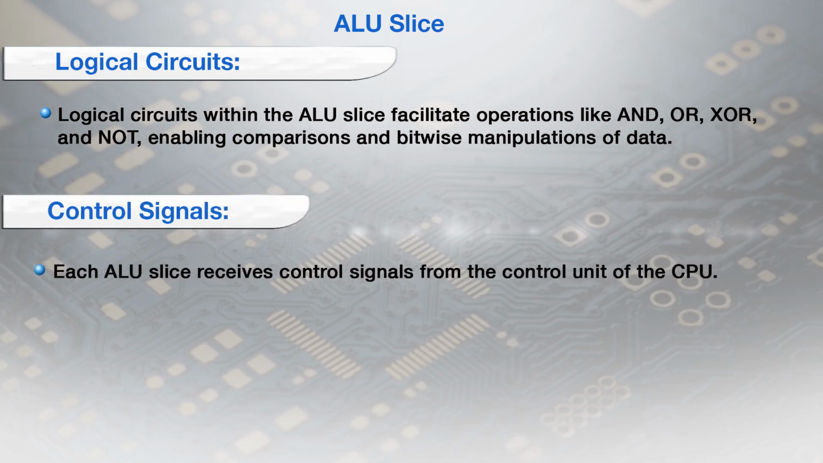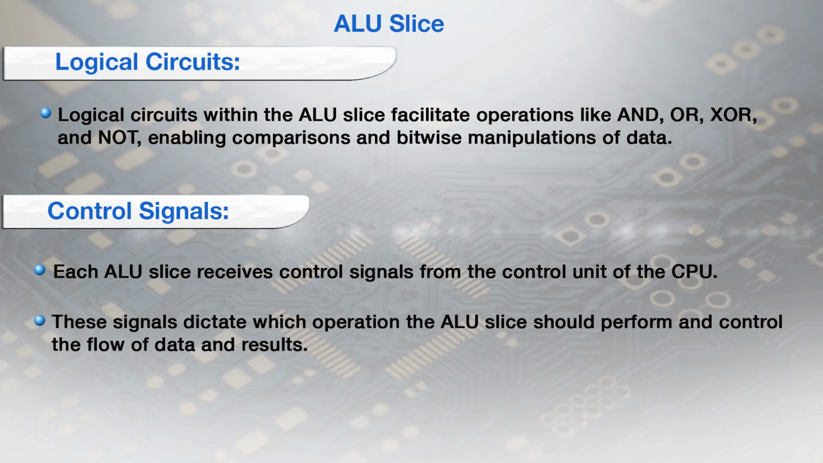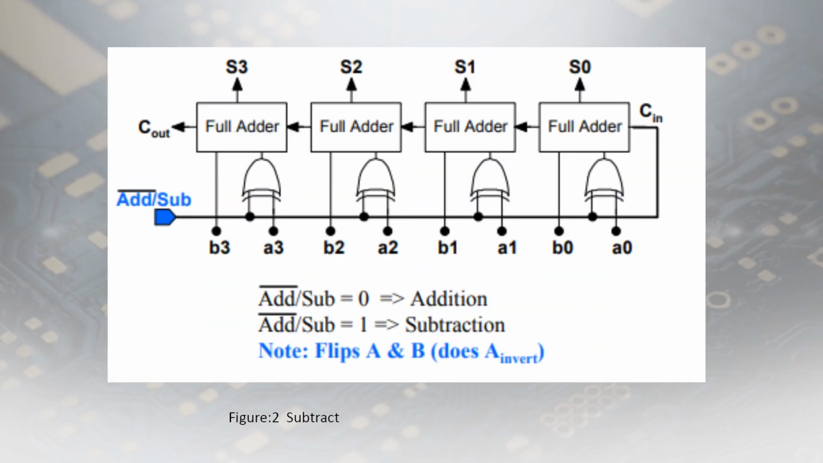Control signals. Each ALU slice receives control signals from the control unit of the CPU. These signals dictate which operation the ALU slice should perform and control the flow of data and results. Now we show the block diagram of the subtraction circuit. In this circuit we use XOR gates and a full adder for subtraction. The block diagram is shown below. Now the process will be discussed next.